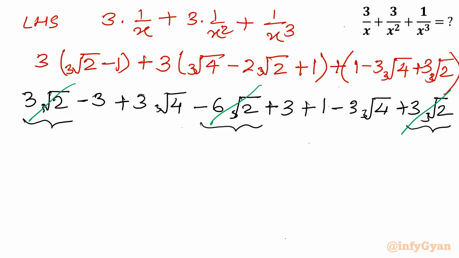Now cube root of 4, cube root of 4 with multiple 3, so correct, we can cancel. Now you can see 3 with plus sign, 3 with minus sign, we can cancel. So what is left? That is only this term left. So 1 is our final and correct answer.